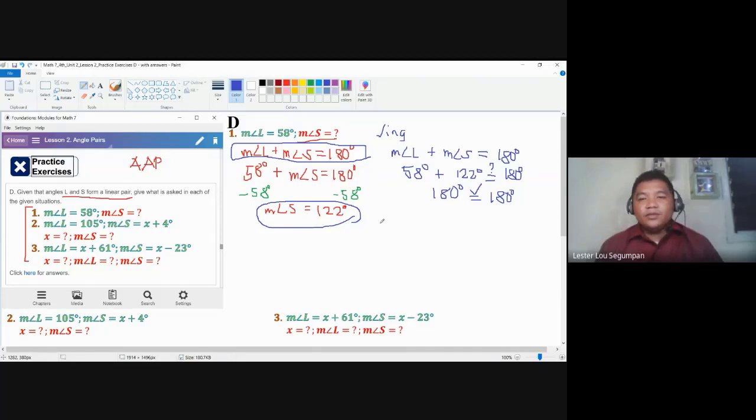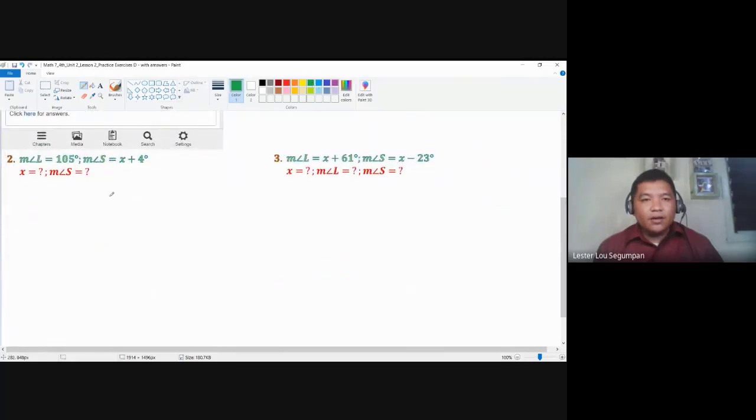For number two, you simply need to again use the same formula because angles forming a linear pair are considered to be supplementary. The measurement of angle L plus the measurement of angle S must be equal to 180 degrees. But here, since the measurement of angle S is given as a binomial with a variable, we still need to solve for the value of x before we can solve the measurement of angle S. We have 105 degrees for the measurement of angle L plus x plus 4 degrees is equal to 180 degrees.